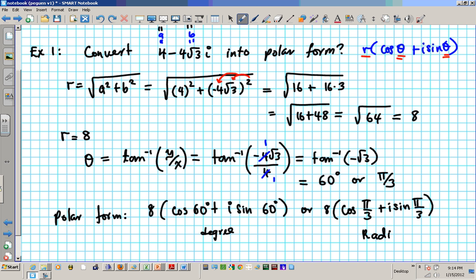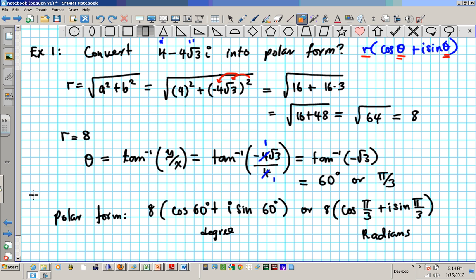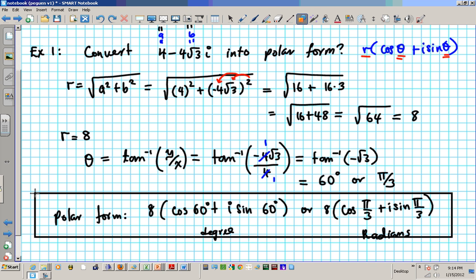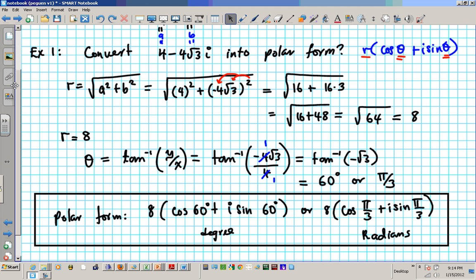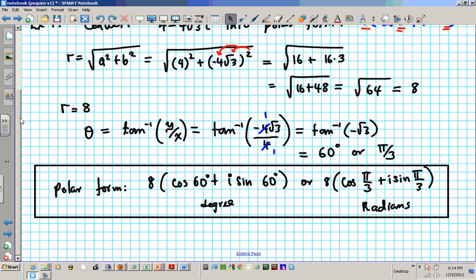Alright, so for classwork, I like to see you express the results in these two forms where possible. Okay, now let's try another example. What if we're going the reverse direction? What if we're going from polar form into rectangular form? What would that look like? That's what we're going to be trying next, okay?